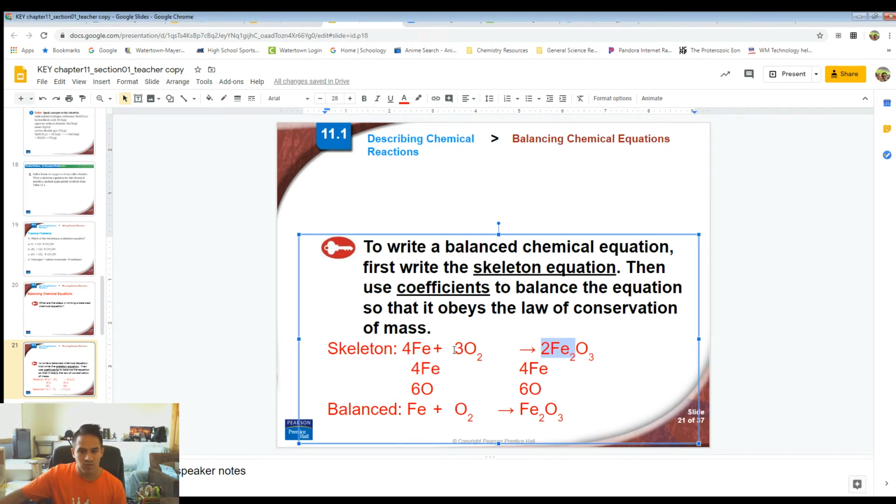Those are the same. We have 6 oxygens here, and 2 times 3 gives us 6 oxygens there. And now we have the same number of atoms on both sides.